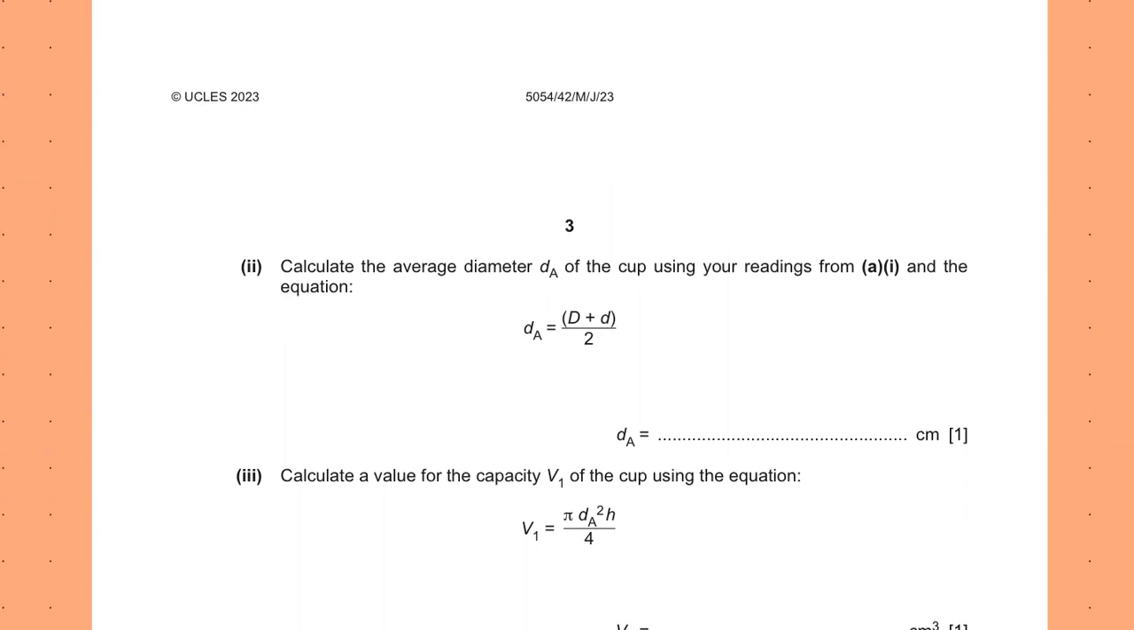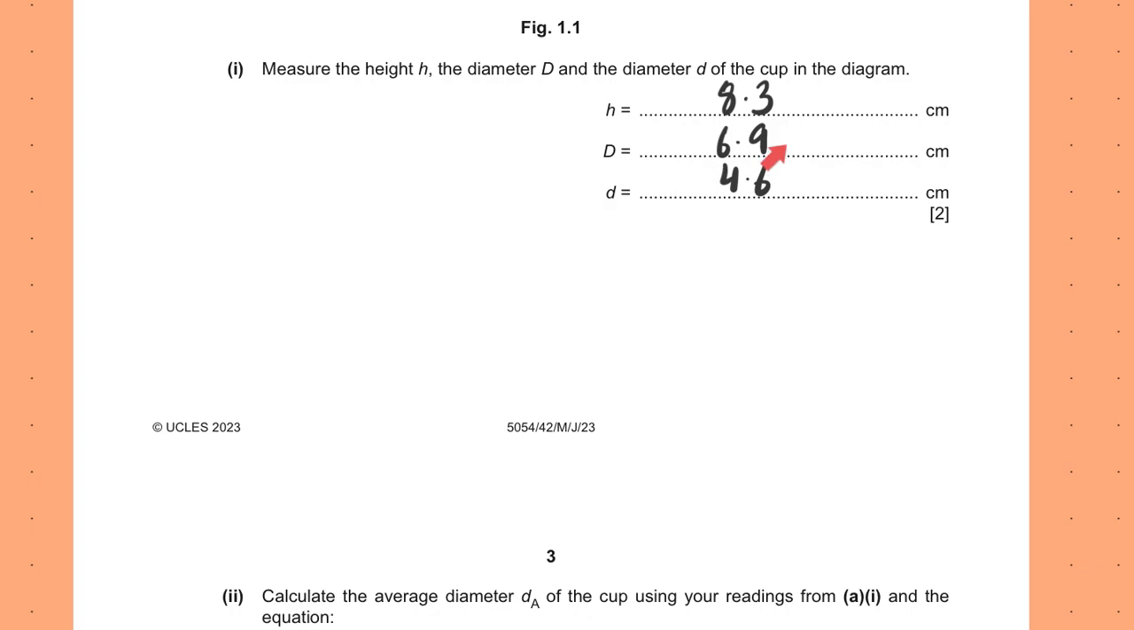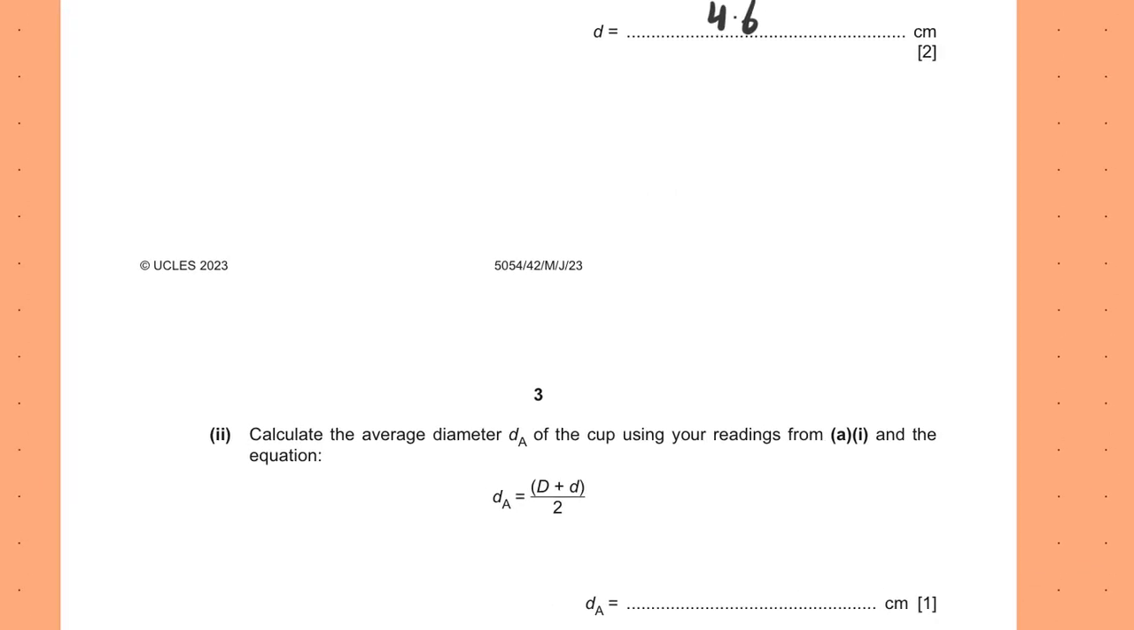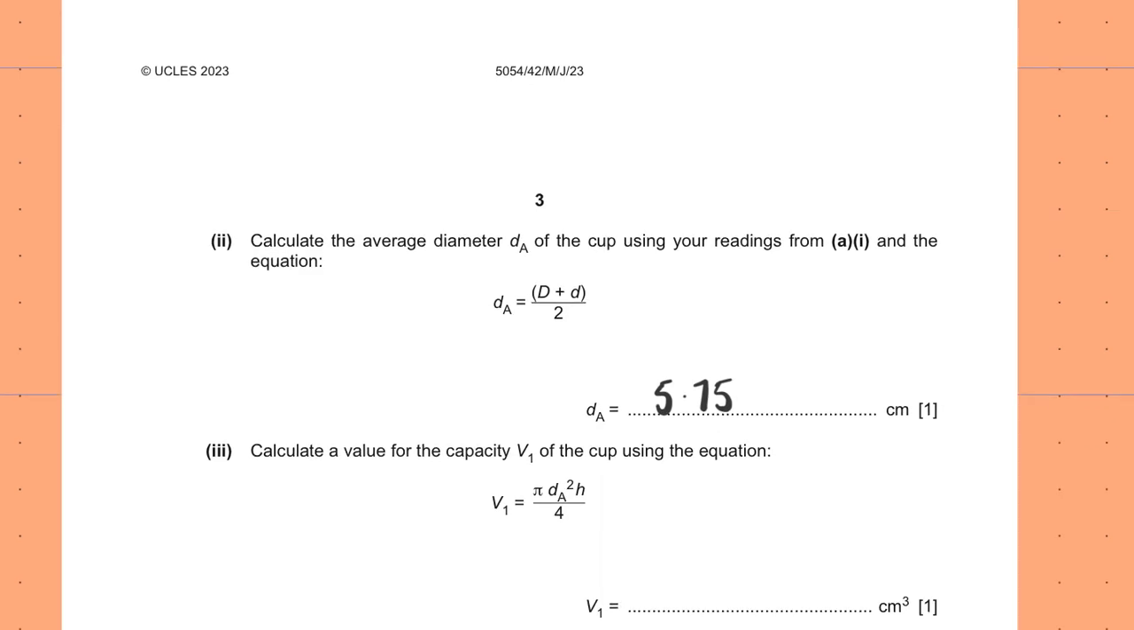Calculate the average diameter dA of the cup using your readings from A1 and the equation which is shown here. So we just add both of these, divide by 2. So 6.9 plus 4.6 over 2. Right? So this turns out to be 5.75. But remember that if I were to, for example, plot this in a table, I would also give this correct to 5.8 because the above values are also one decimal place. This should also be the same.